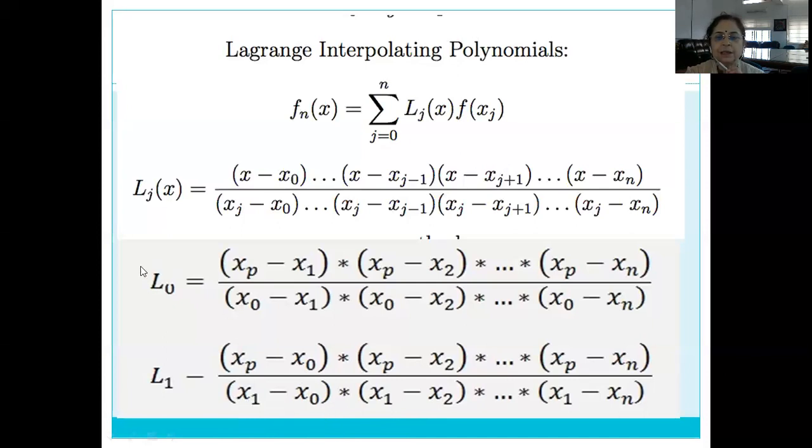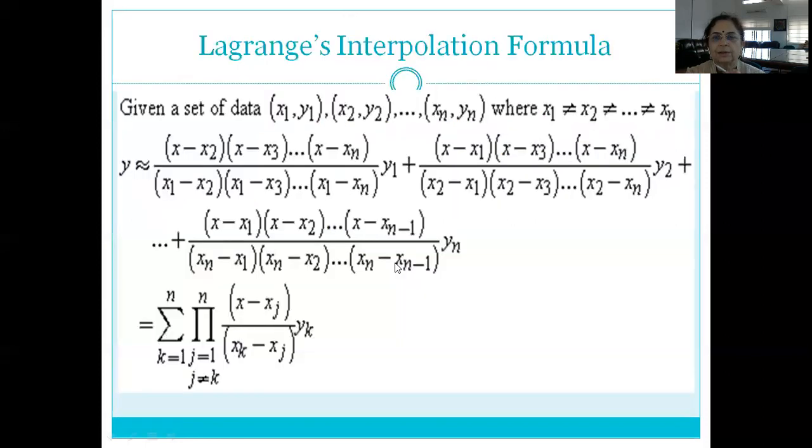Okay, so like this, we can calculate all the weighing functions and then we can take the summation of L0 f(x0) plus L1 f(x1) for all the data points to obtain the polynomial function which we are trying to fit to the given data points. Then when we put x equal to any data point, we can evaluate the function at that point. That is called interpolation.